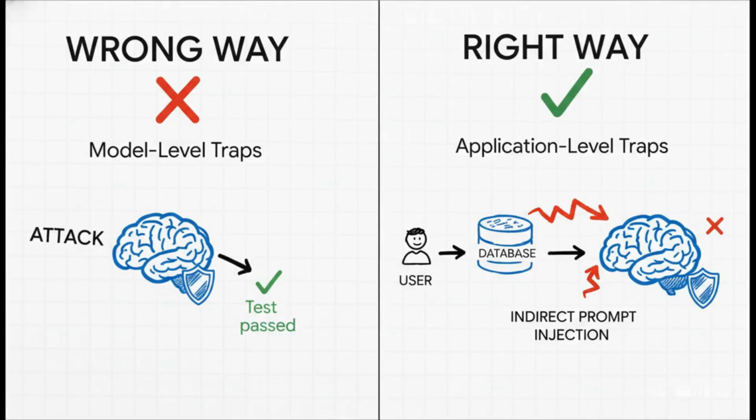All right, let's move on to trap number 3. This one is all about forgetting the full picture. So many teams make the mistake of testing the AI model all by itself, in a vacuum. But some of the nastiest vulnerabilities pop up at the application level. For instance, an indirect prompt injection could come from a piece of data that a user submitted that the model only sees way later. You would totally miss that if you're not testing the full integrated system.